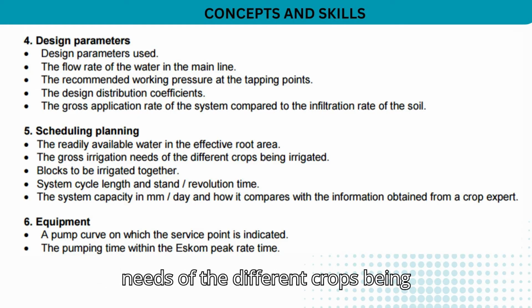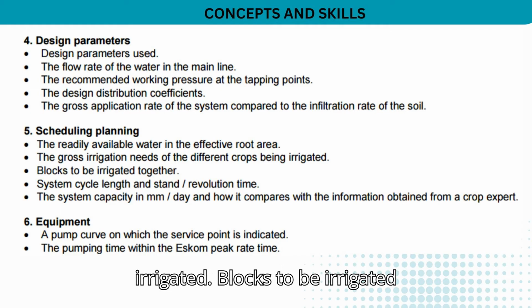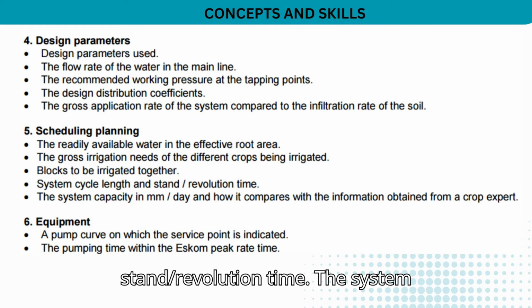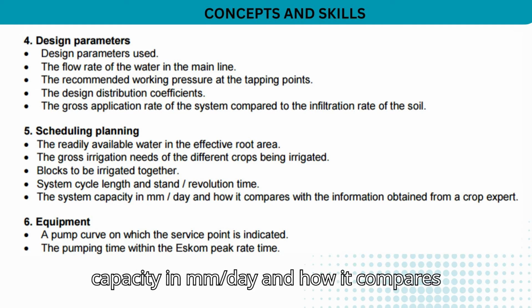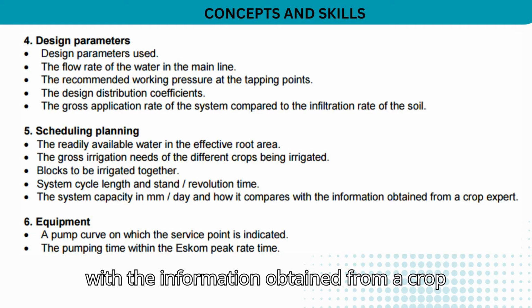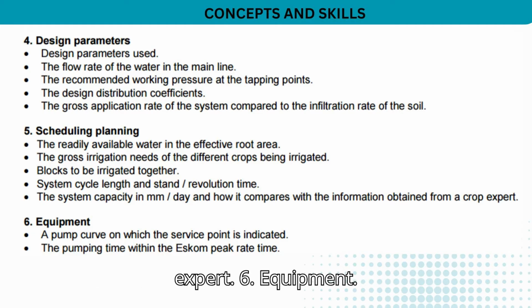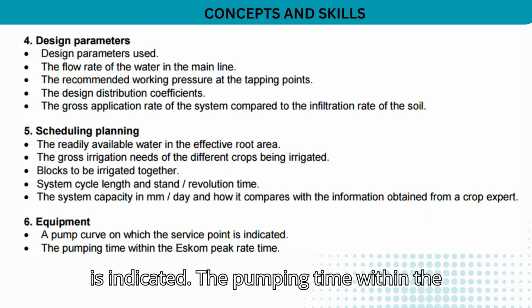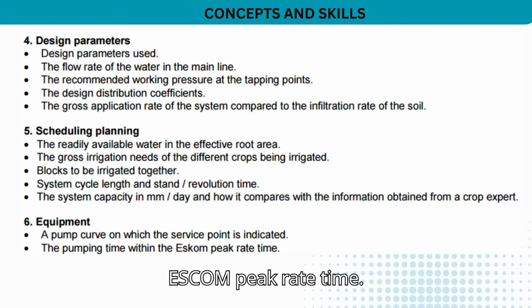The gross irrigation needs of the different crops being irrigated. Blocks to be irrigated together. System cycle length and stand/revolution time. The system capacity in mm/day and how it compares with the information obtained from a crop expert. 6. Equipment. A pump curve on which the service point is indicated. The pumping time within the Eskom peak rate time.